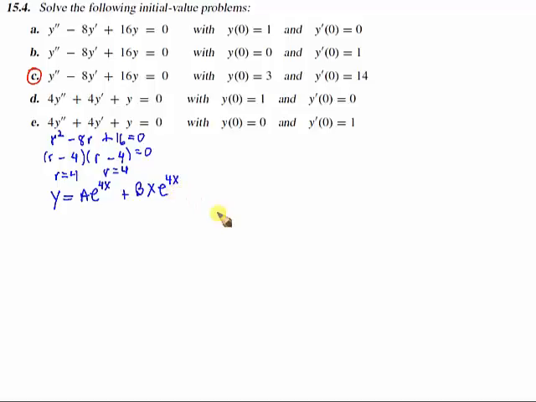Now, I won't go through the process of checking these, but that's the idea of that. Video's getting kind of long, so I'm also not going to find the exact equation using the initial conditions. So I'll leave it up to you to find the A and the B, and I showed you how to do that on the previous problem.